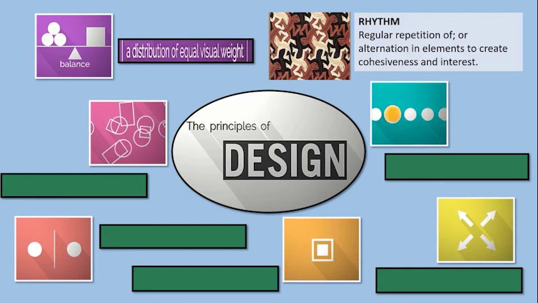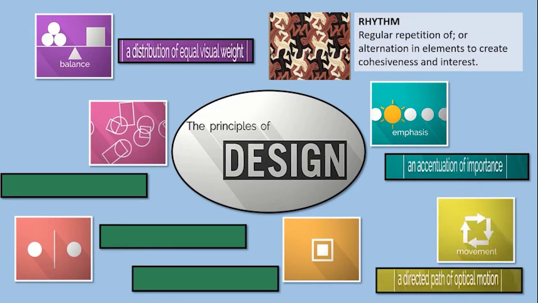Next is emphasis. Emphasis is an accentuation of importance. Next is we have movement. When we say movement, it is a directed path of optical motion. Is it going to the north, south, or towards you? Next is we have pattern. Pattern is an orderly repetition of an object.